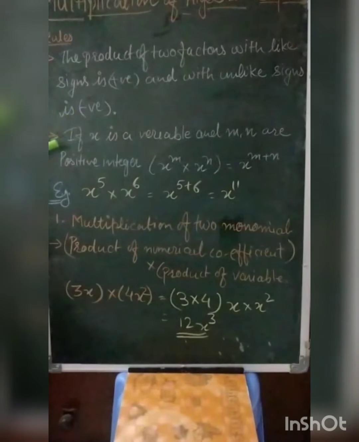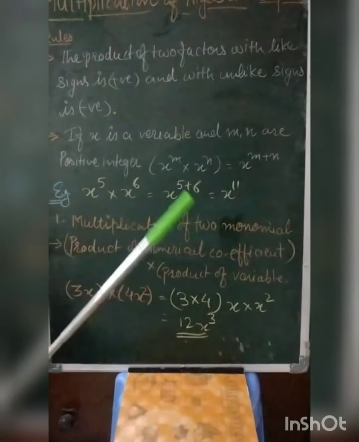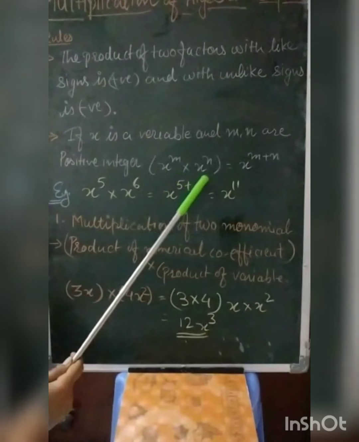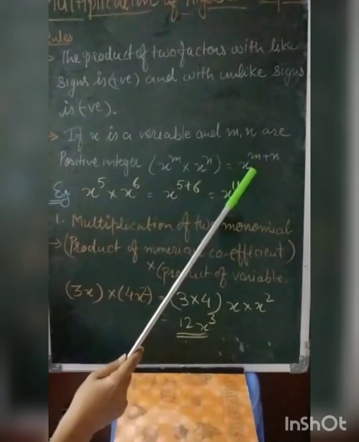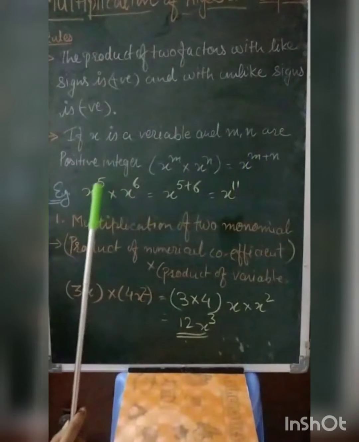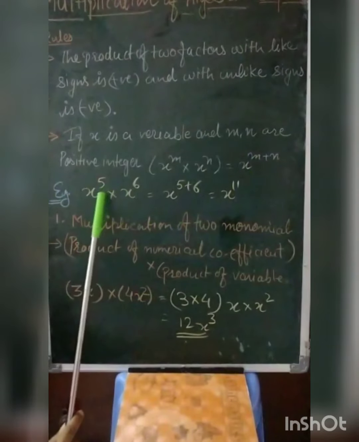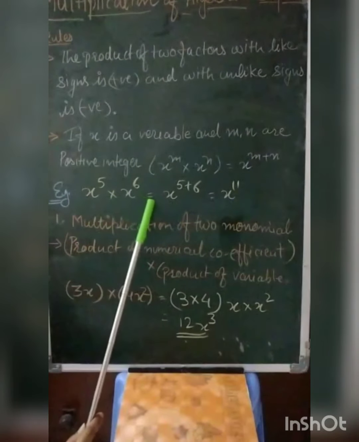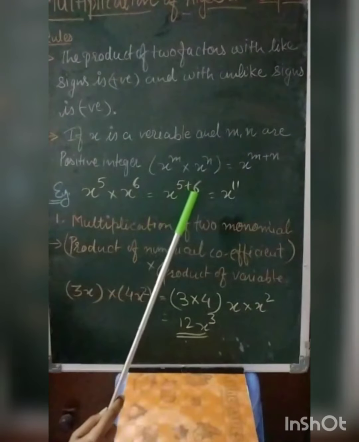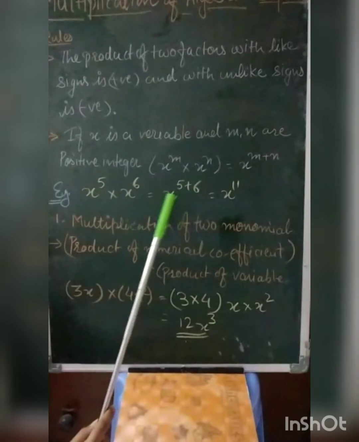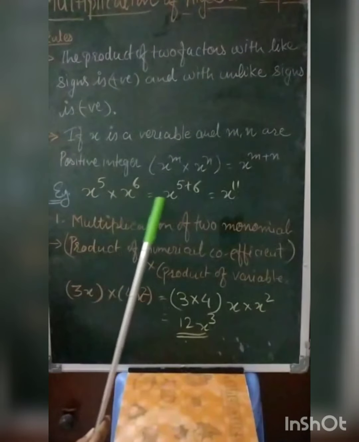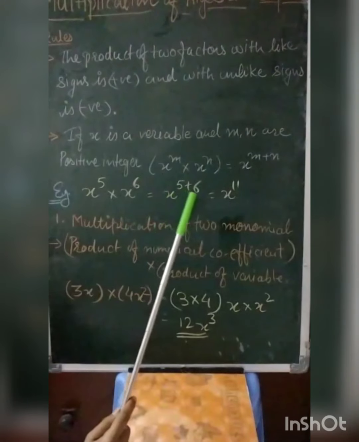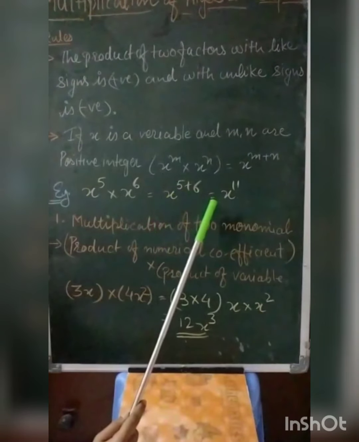Second one is, if x is a variable and m and n are positive integers, then x raised to m multiplied by x raised to n will become x raised to m plus n. Here we are doing the addition of powers. For example, x raised to 5 multiplied by x raised to 6 will be equal to x raised to 5 plus 6. For the addition of powers, we have to check that the base is the same. So it will be x raised to 11.